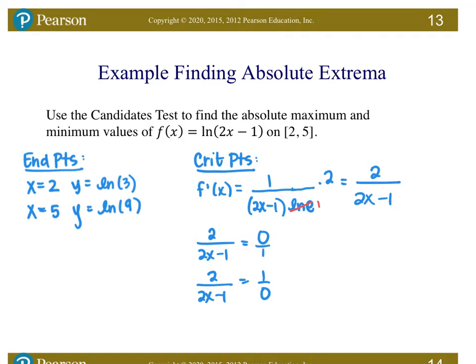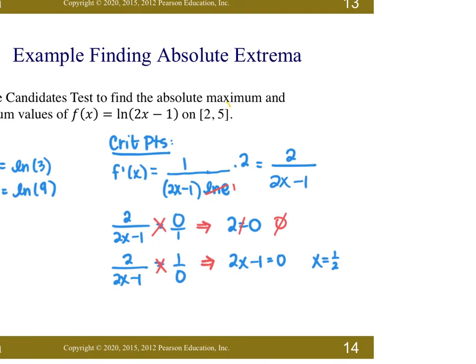I'm going to put it over 1 here so that I can cross multiply. And when I cross multiply, I get 2 equals 0. Well, 2 is not equal to 0, so there's no solution there. In the bottom half, I'll also cross multiply. That will give me 2x minus 1 equals 0, which means x is half.